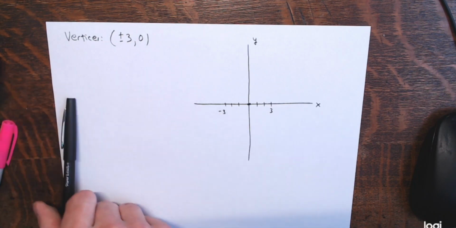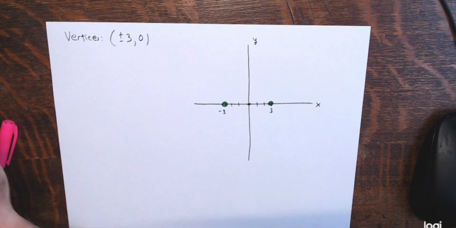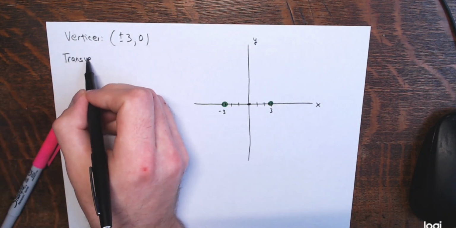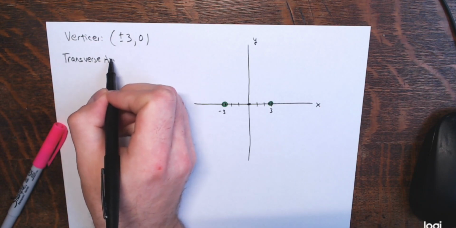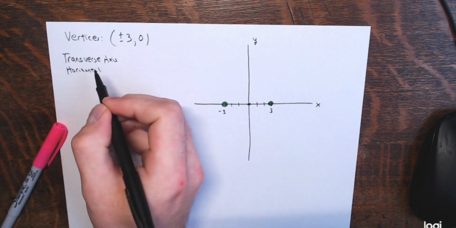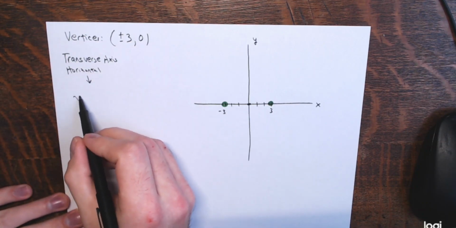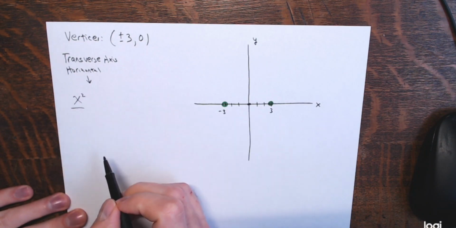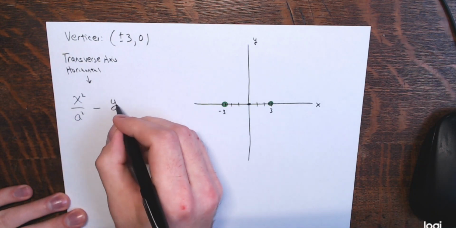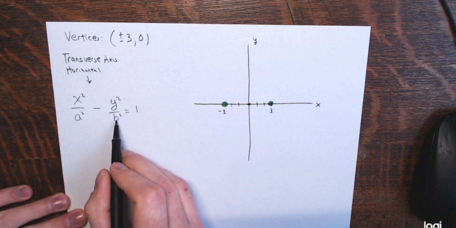So a vertex at 3, 0, a vertex at -3, 0, and that shows me that this time the transverse axis is horizontal, is the x-axis, right? And if the transverse axis is horizontal, then the equation's got to look like this. It's got to be that x squared minus y squared equation, not y squared minus x squared. X squared over a squared minus y squared over b squared equals 1. And I just need to find a squared and b squared now.